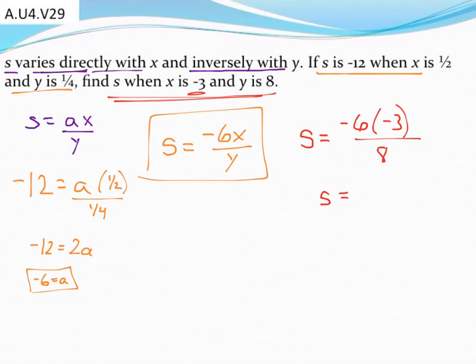So if I multiply that together, I'll get 18 divided by 8. Which then I could go ahead and simplify or get a decimal, I suppose. But if I simplify this and divide both the top and bottom by 2, I find out that s is equal to 9/4.